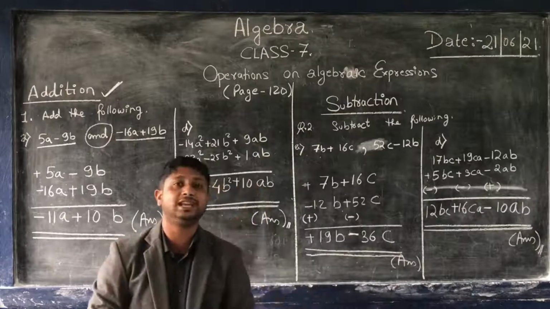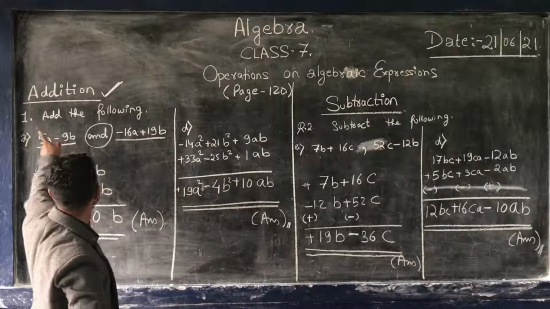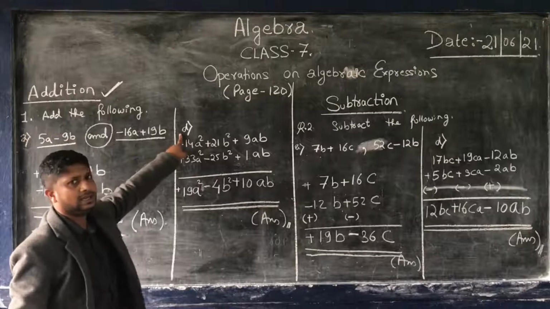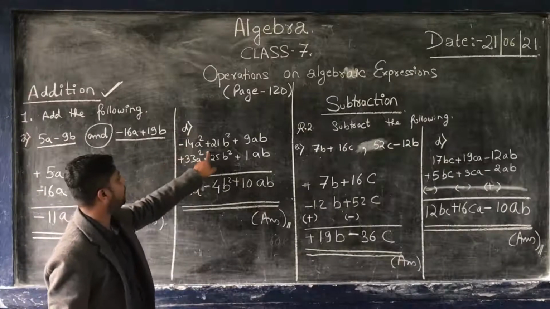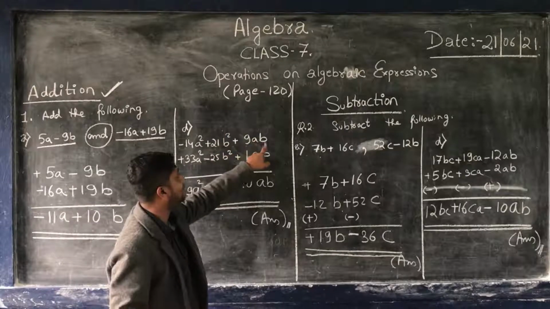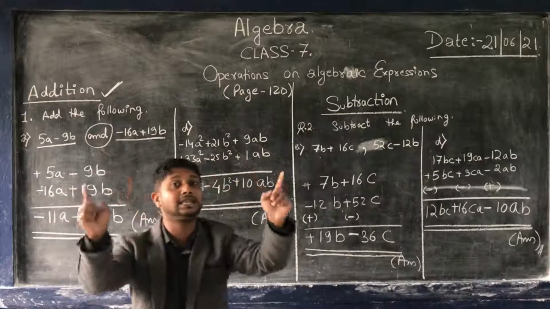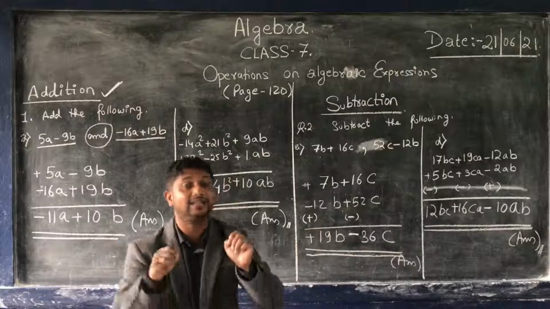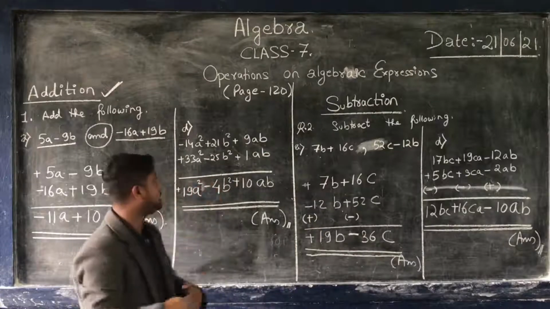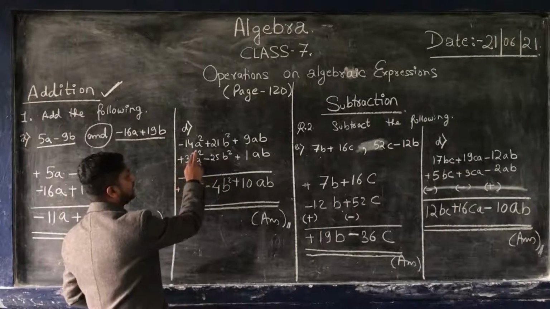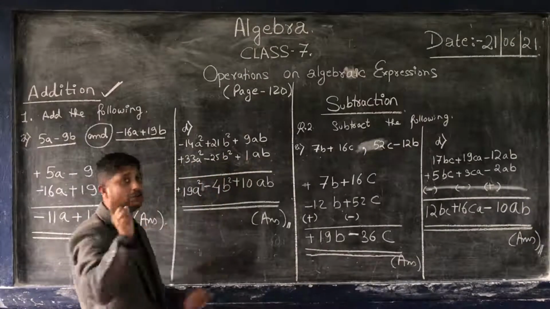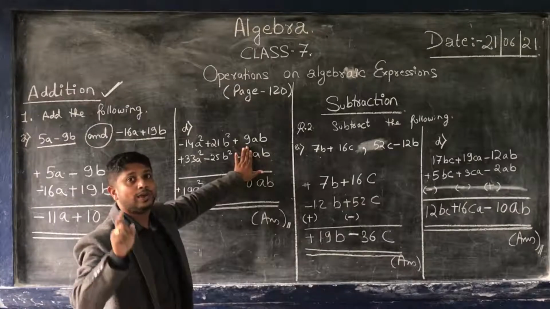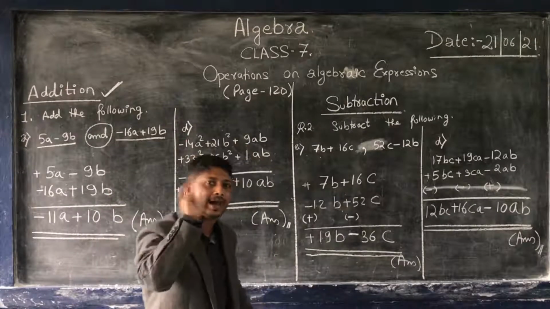In order to make it more clear, I have done one more sum. This was A, I have done D. In your book, it is given as minus 14a square plus 21b square plus 9ab. That is one single term. And after that, the next term was plus 33a square minus 25b square plus 1ab. Actually, only ab was given there. So when there is ab, that means there is a number 1.